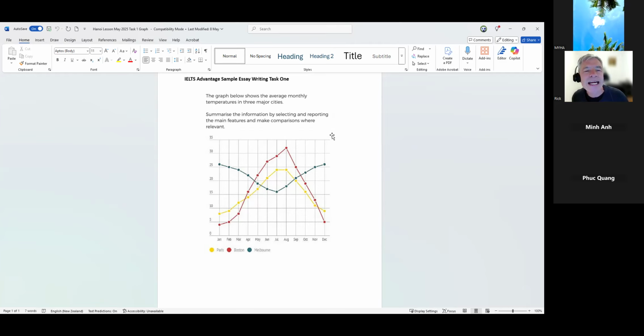So what is the range of temperature? The range of temperature for Boston is about 30 degrees. Can you tell me what the temperature range is for Melbourne? About 15. Less than that. So what's the highest temperature in Melbourne? It's about more than 25. Okay. What is the lowest temperature in Melbourne? 15.